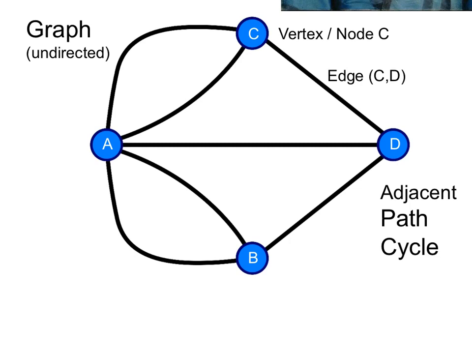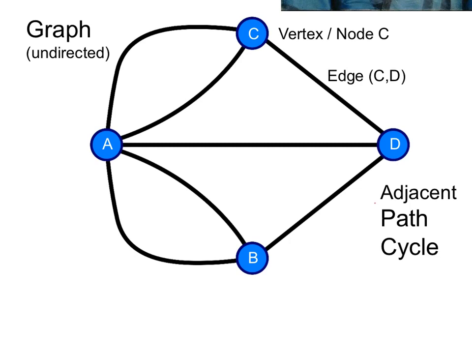Since one can walk across a bridge in either direction, the edges don't have any directions on them. So the edge from C to D, shown here, is the same as the edge from D to C. This diagram of vertices and edges is called a graph, and this is an undirected graph because the edges don't have any directions on them. If they were one-way streets, we would have put arrows on them indicating the allowed direction of movement across them. Then we would have called this a directed graph.